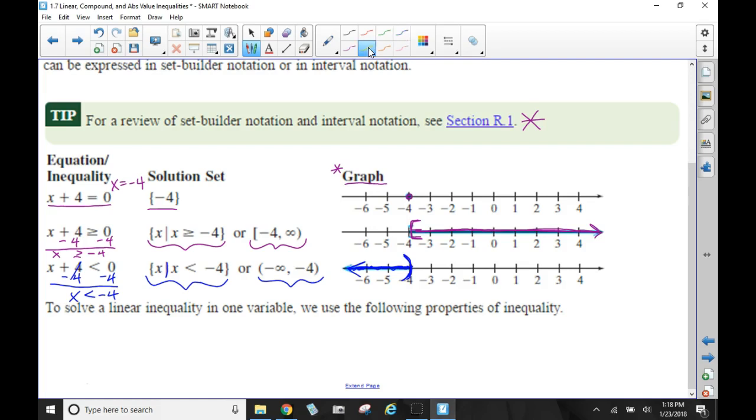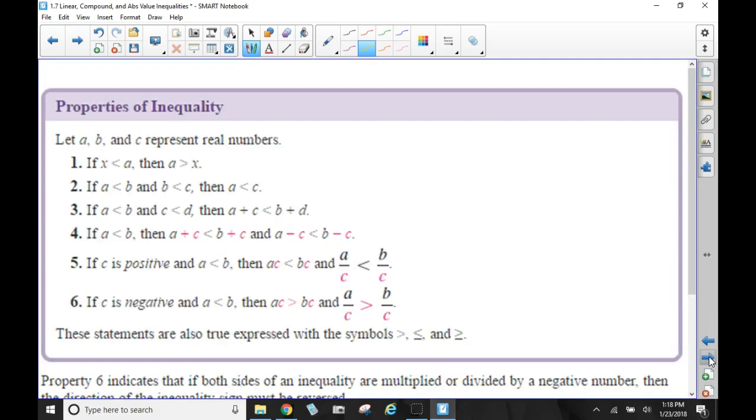One thing you need to notice is that here we have a bracket, and that had to do with the fact that we had an or equal to. It was a greater than or equal to. The bracket includes. Here we have a parenthesis, and that has to do with the fact that we just have a less than. So if you just have a less than or a greater than, you use a parenthesis. If you have a less than or equal to or a greater than or equal to, you use a bracket when looking at interval notation.